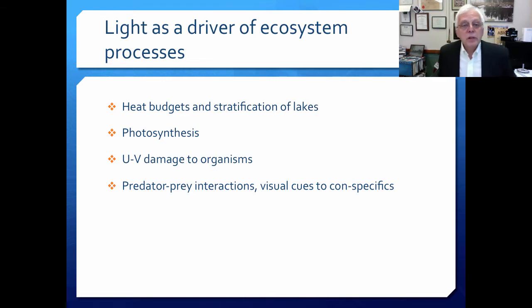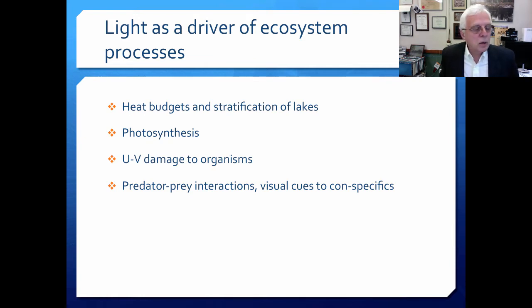So light is basically the driver of ecosystem processes. It, in fact, alters the heat budgets and stratification of lakes. It also is the source of photosynthetic energy, whereby plants make a profit and create food and energy resources for other organisms that live in aquatic systems. And also, a sort of negative importance of light is its ability to cause ultraviolet damage to organisms, especially in surface waters or in the surface film that we talked about, that exists because of that high surface tension.